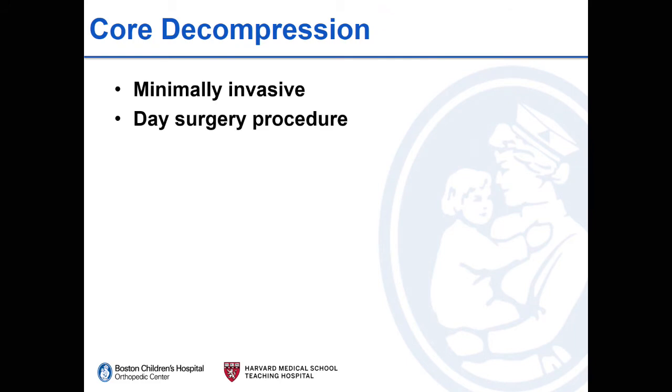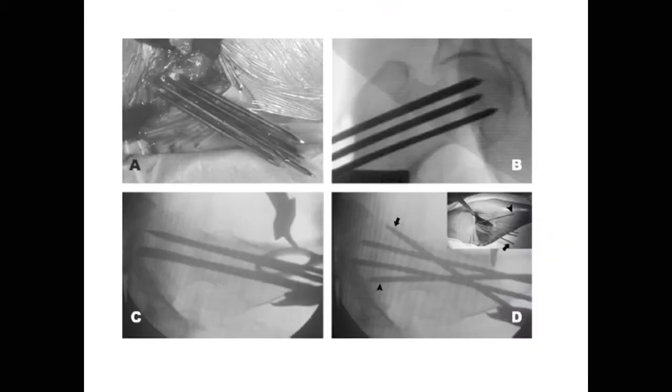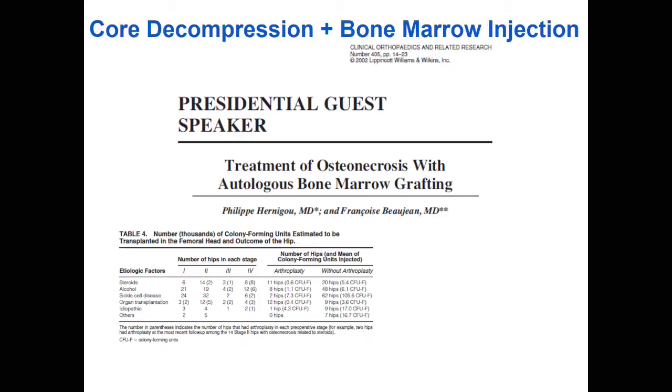So core decompression, as you know, is minimally invasive. It really doesn't affect the future arthroplasty options. However, as Simon said, the efficacy in preventing collapse is questionable. So in most centers, they do it in the pre-collapse small lesion. So we do the multiple small core decompression technique, which was popularized in Asian countries. And there is data out there suggesting that in small lesions, certainly less than 30% size of the femoral head, there is some efficacy in preventing collapse.